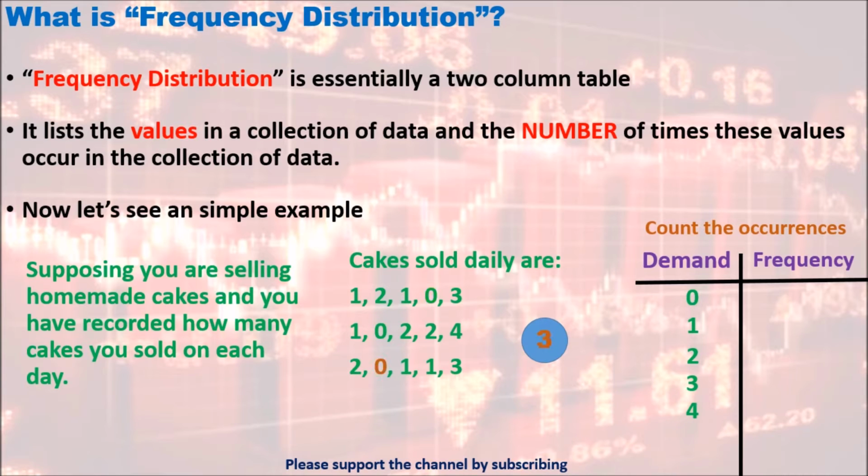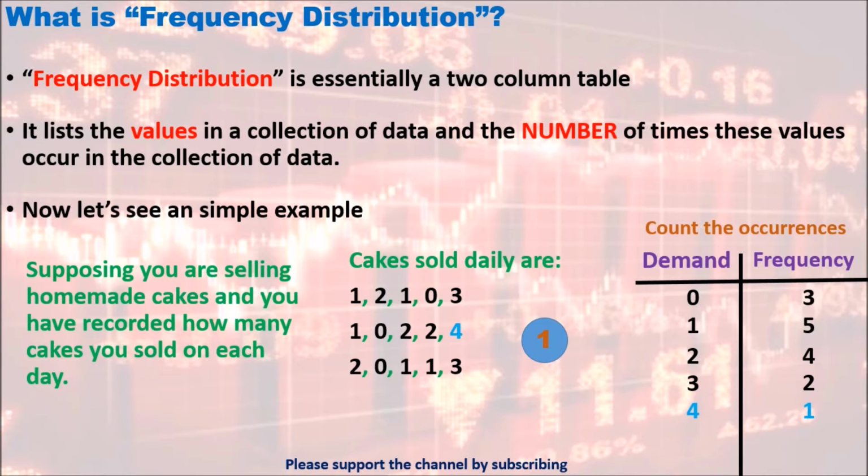So 0 occurred 3 times. So there were 3 days on which you had no sales. So the frequency of 0 sales is 3. Now let's see what is the frequency of 1 sale in a day. 1 sale in a day happened 5 times. So there are 5 days on which you were able to sell 1 cake. And now let's see the demand for 2 cakes in a day. You have 4 days on which you were able to sell 2 cakes in a day. Now let's look at 3 cake sales. There were 2 days on which you were able to sell 3 cakes. And 4 cakes in a day, your best day, only happened once.